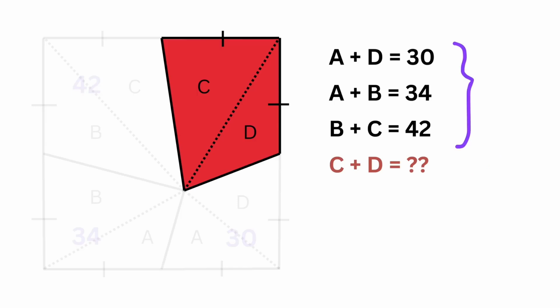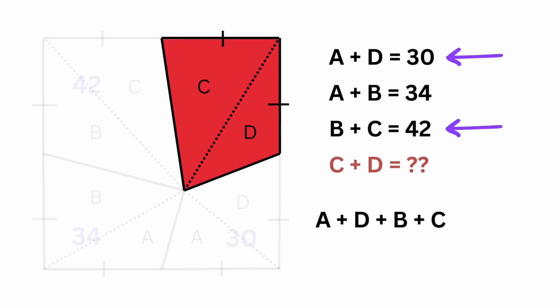But hey, we only have 3 equations and 4 unknowns, so at first it feels like we can't solve it. So the trick is, we don't need all the unknowns. We only want C plus D, and that we can find smartly. Notice that I have C here and D here. So it's interesting to add these two equations. Why? Because then I will get C plus D, which I need. Adding those two equations will be A plus D plus B plus C. And that's equal to 30 plus 42, which is 72.